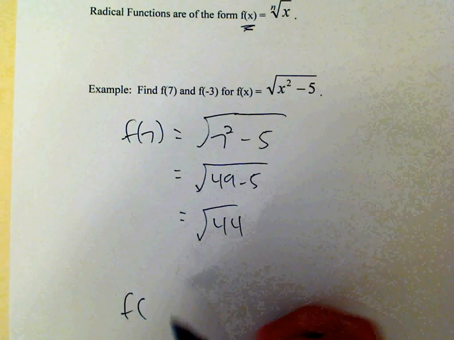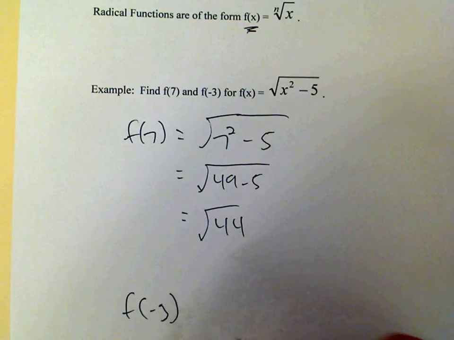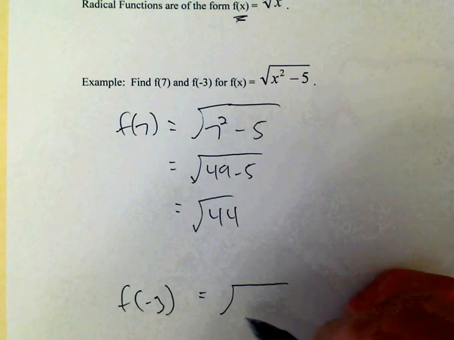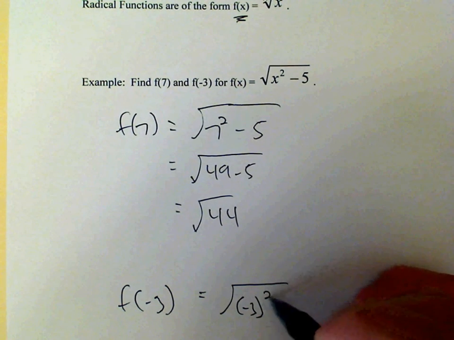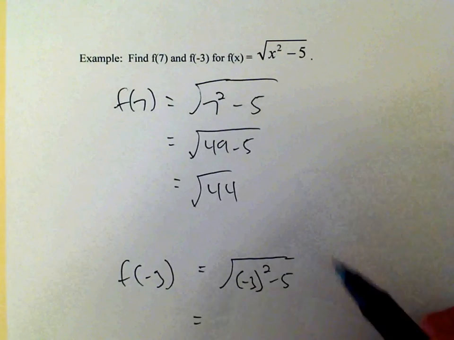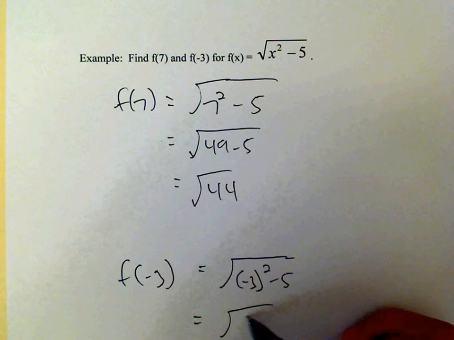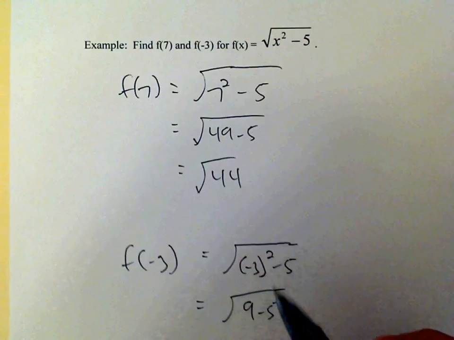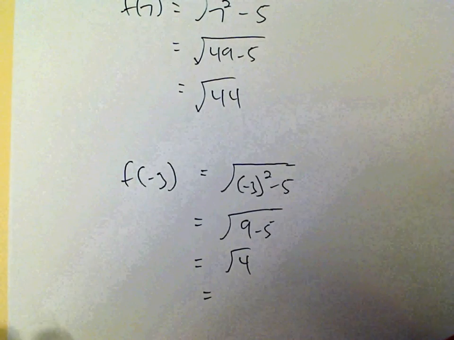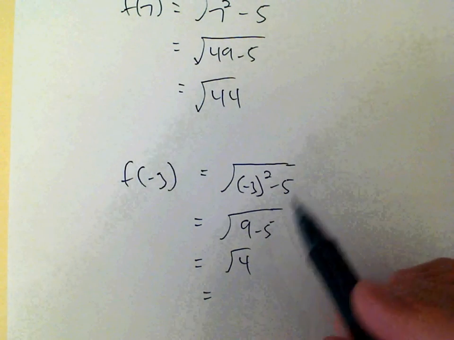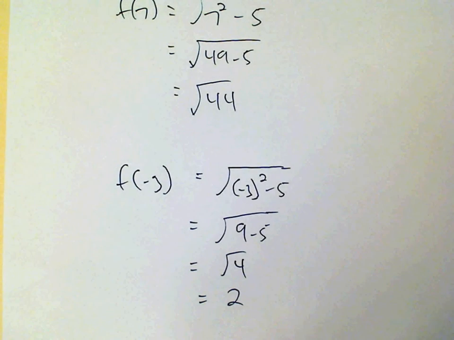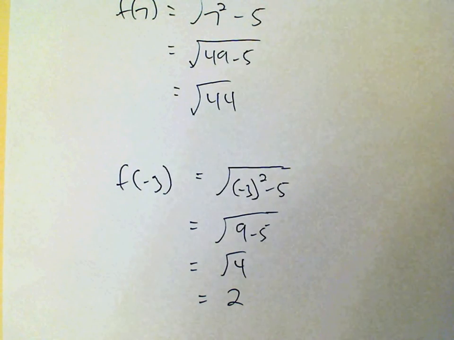Now, let's find f of negative 3. Use the exact same function. I'm going to substitute the negative 3 for the variable, in this case the x. Going to square like we always do first. And then we're going to subtract, because that's what the order of operations says to do. And then, in this case, the square root of 4 is a perfect square. It's a perfect square of 2. And so, that's how you deal with radicals, or radical functions.